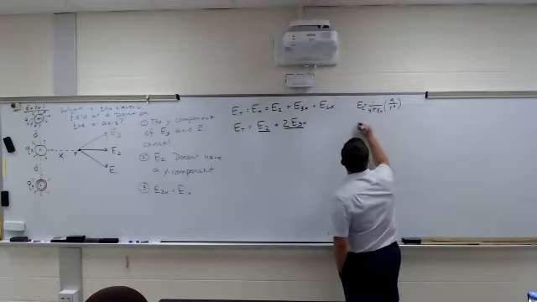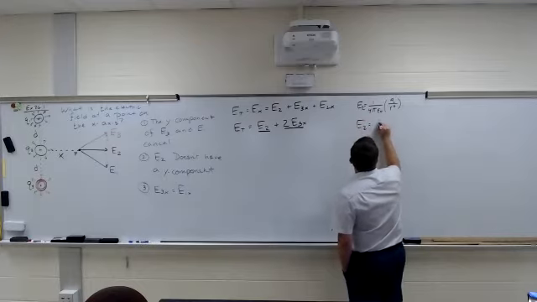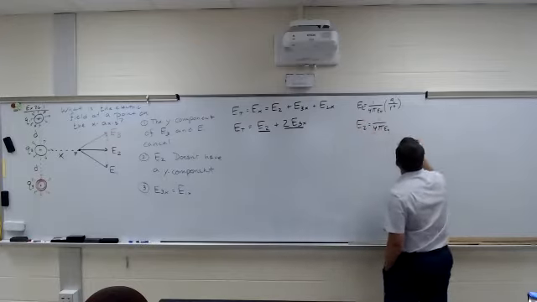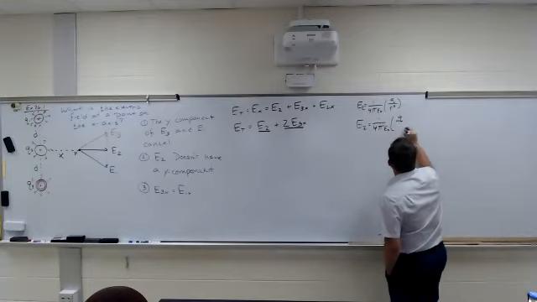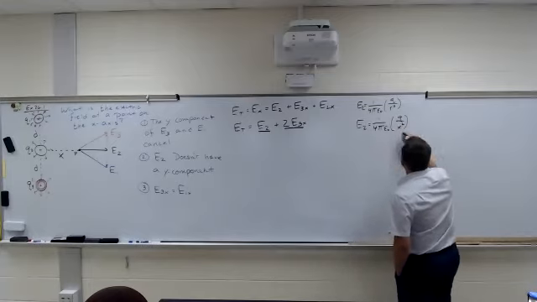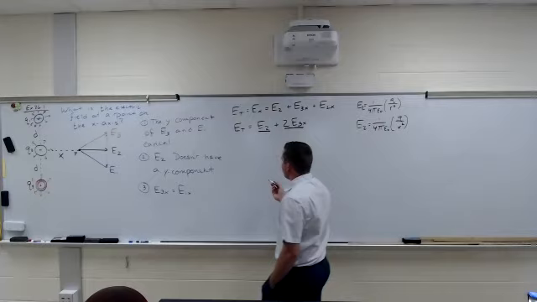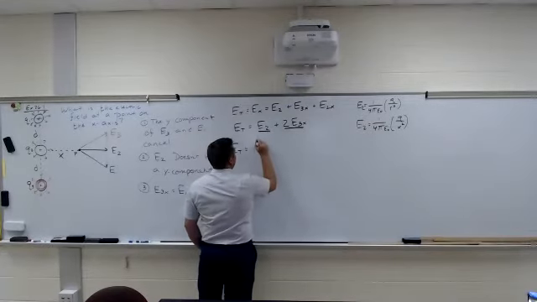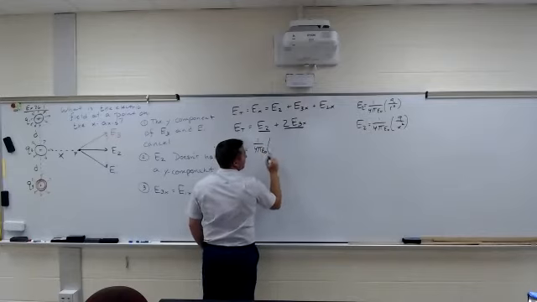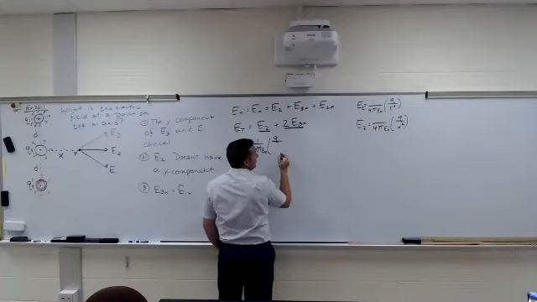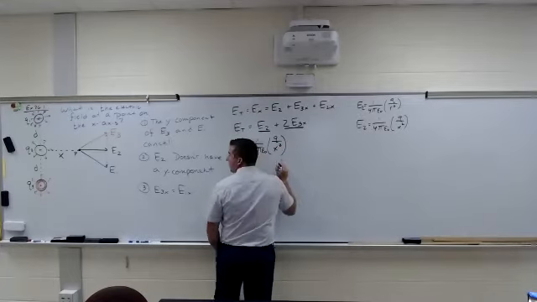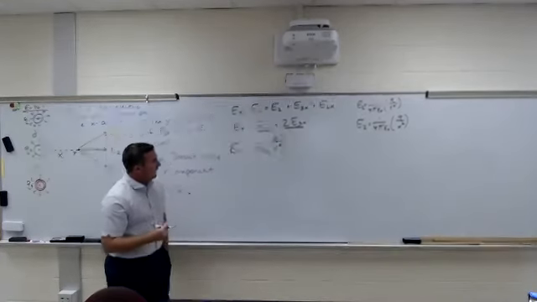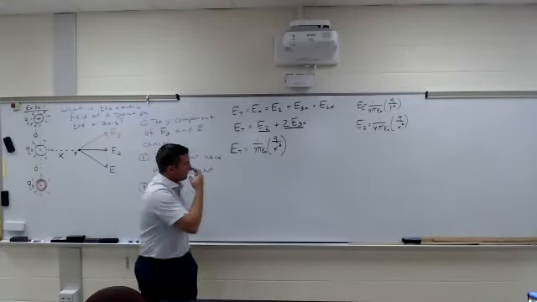So for E2, we'll have 1 over 4 pi epsilon times Q over x squared. All right, that one's pretty straightforward. That one's easy. 1 over 4 pi epsilon times Q over x squared. All right, E3x is a little bit harder.